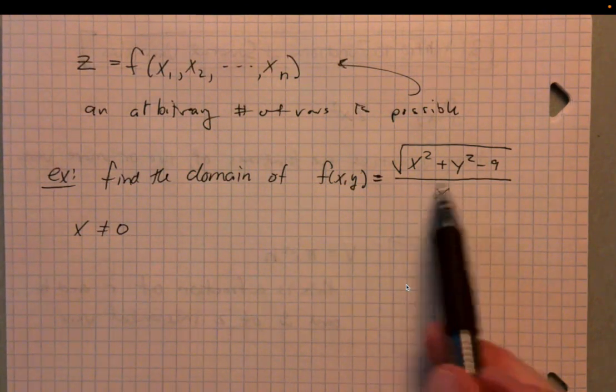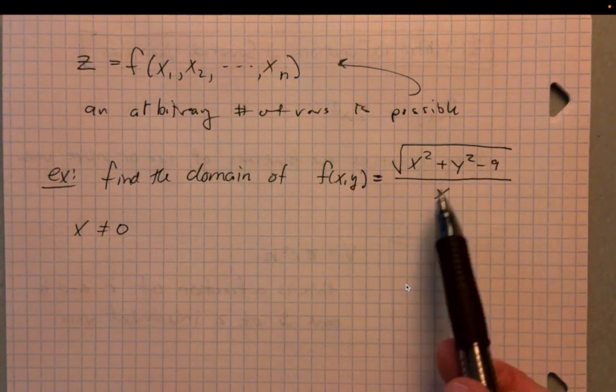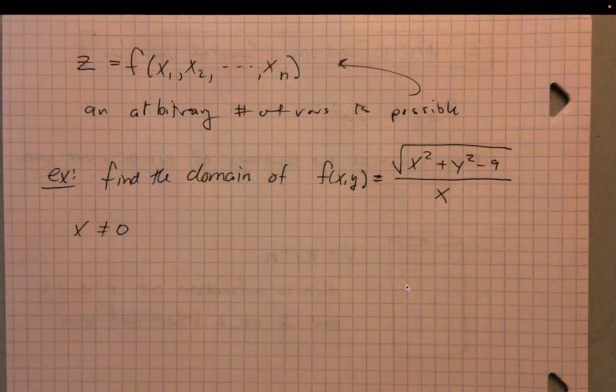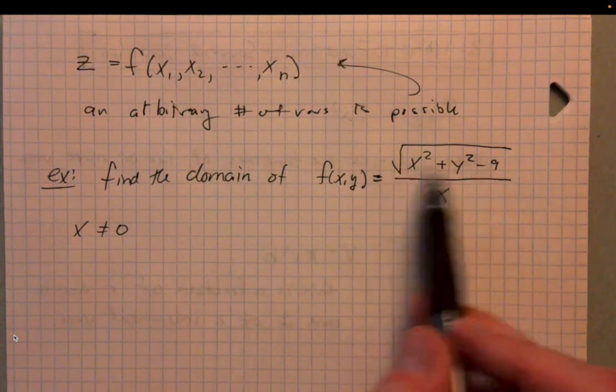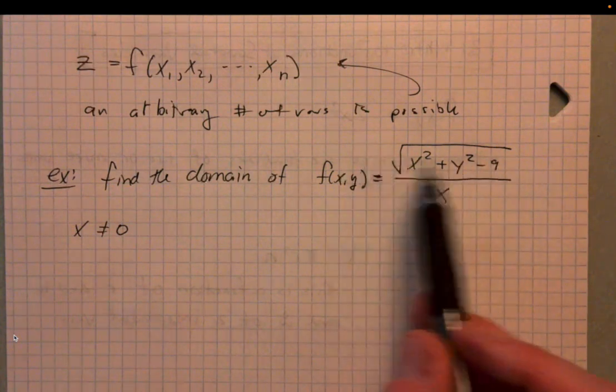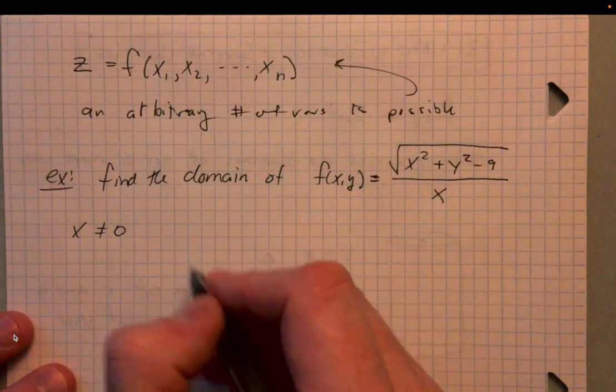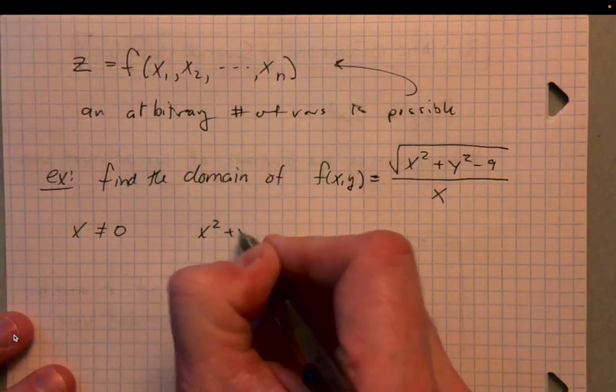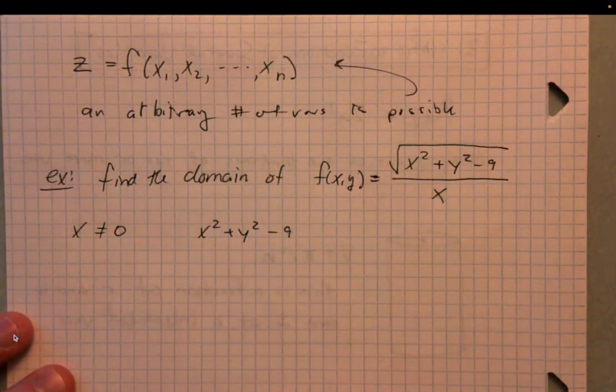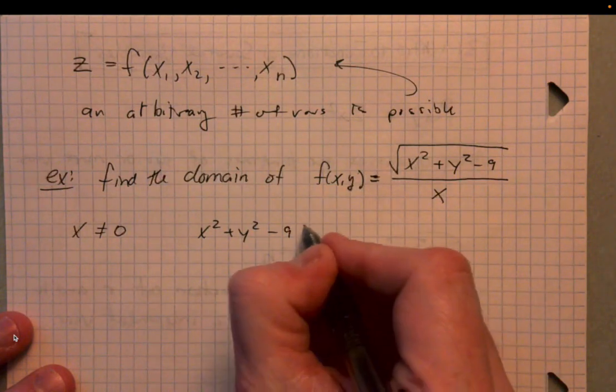So that's the can't divide by 0 concern that we're all familiar with, right? So we know that x can't be 0. What else is of concern here? Well, the square root, we want this to be non-negative, right? Otherwise you're introducing imaginary numbers into a real valued function. So we also need x squared plus y squared minus 9 to be greater than or equal to 0.